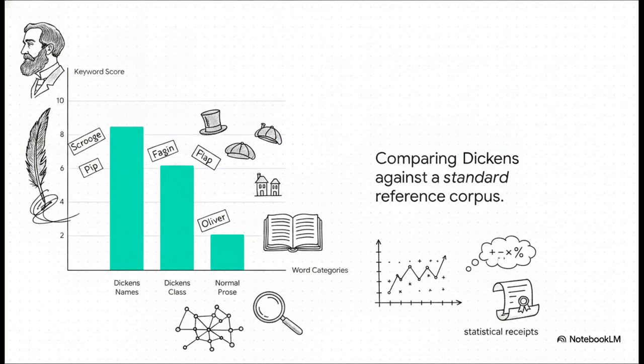Imagine comparing all of Charles Dickens' novels against a massive reference corpus of just standard, everyday Victorian prose. The computer runs a keyword analysis and mathematically proves that Dickens dramatically overused specific character naming strategies and social class vocabulary compared to his peers. He had a mathematically distinct worldview that we can literally chart and graph. We aren't just guessing about his unique style anymore, right? We have the statistical receipts.